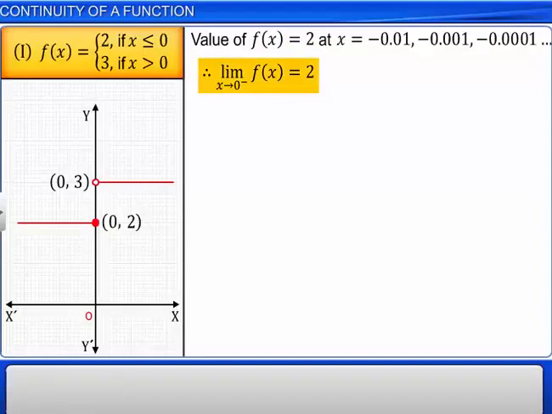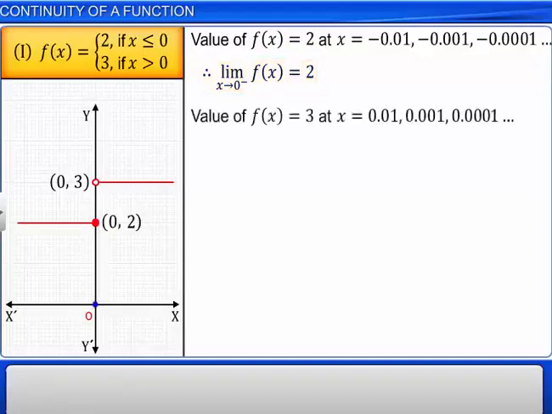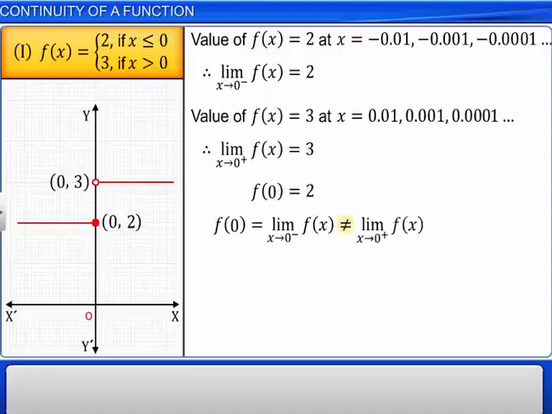Similarly, at all points near and to the right of 0, like 0.01, 0.001, 0.0001, and so on, the value of the function is 3. Thus the right-hand limit of f at 0 is 3. The value of f at x is equal to 0 is 2. Observe that the left-hand and right-hand limits do not coincide. Also observe that the value of f at x is equal to 0 coincides with the left-hand limit. Therefore, the function is not continuous at x is equal to 0.